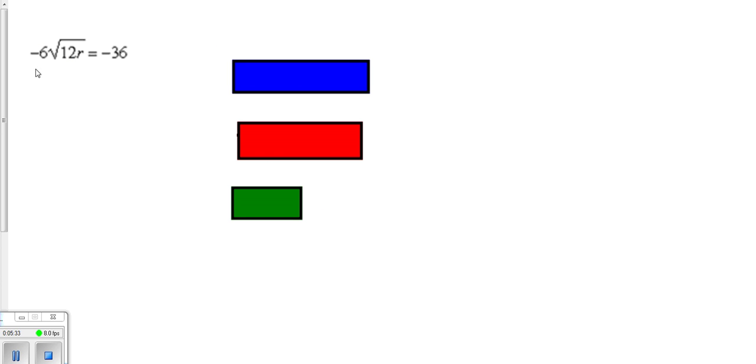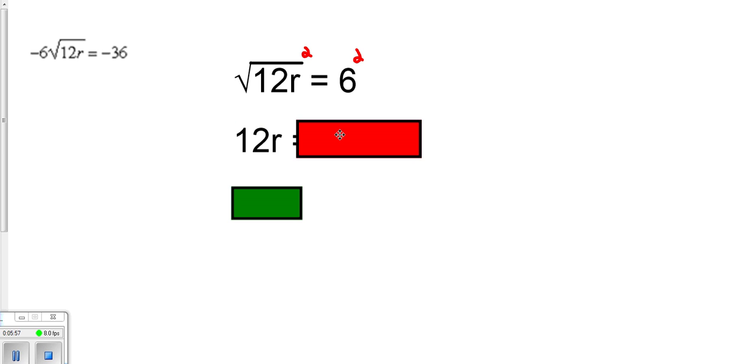All right, we've got negative 6 times square root of 12r equals negative 36. So first off, we want the radical all alone, so we'll divide both sides by negative 6, and we would get the square root of 12r equals positive 6. Now we have the radical piece all alone, so to undo that, we square both sides.